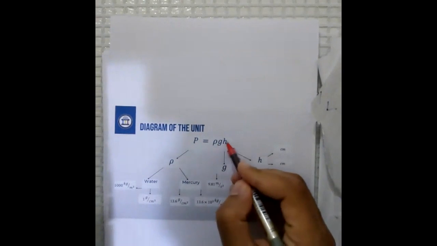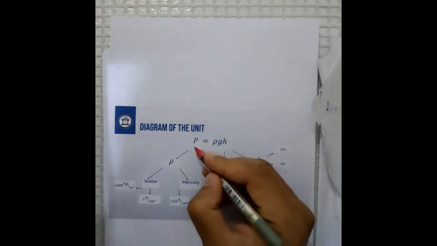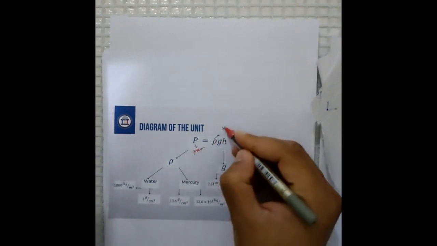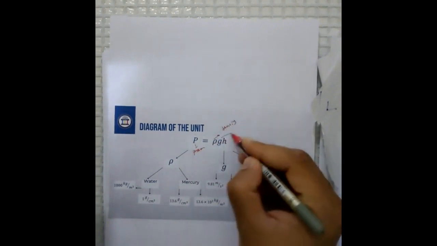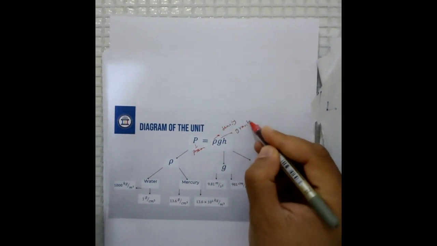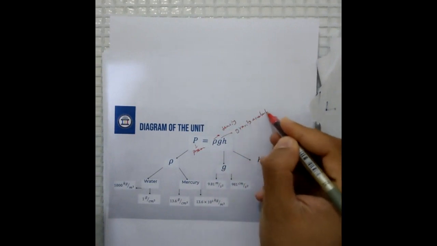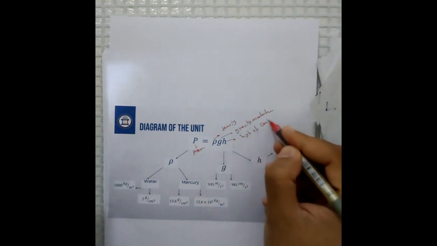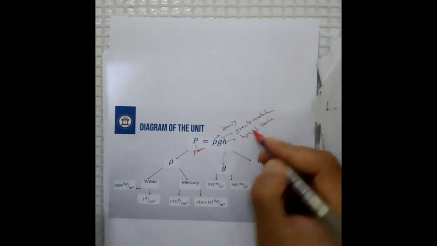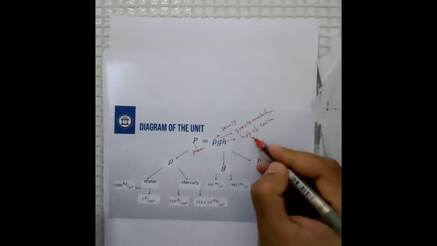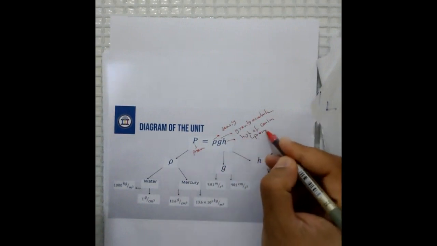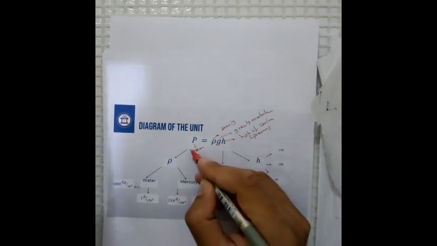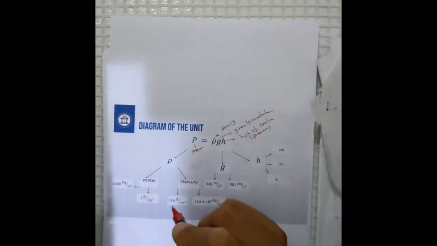We have the formula P equals rho g h, where P is the pressure, rho is the density, g is the gravity acceleration, and h is the height of the column. Sometimes we name the height of the column as a pressure. We will learn how to separate them. How can we know whether we are talking about P or about H?